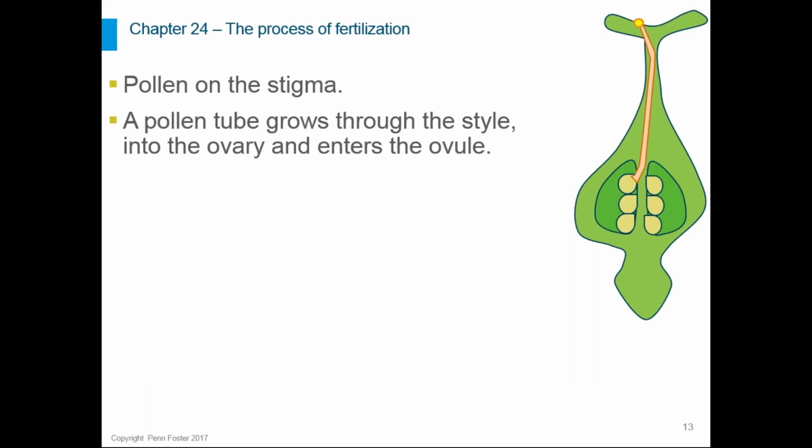And then what happens? How does fertilization actually happen? So the pollen grain lands on the stigma, and a pollen tube grows through the style. That's a hollow tube, and it goes down through the style into the ovary and enters the ovule. Then two haploid male sperm cells come through the pollen tube, and each fertilizes a single female nuclei inside of the ovule.